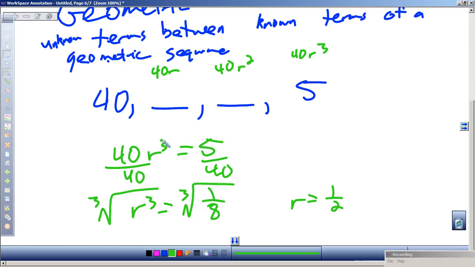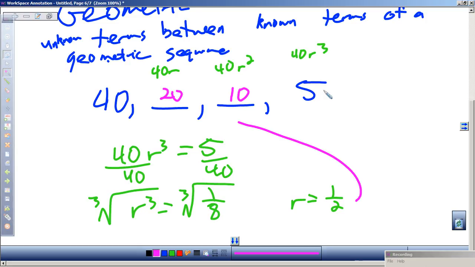Therefore, what would this term right here have to be? Okay, so 20. And what would this one have to be? And then this one would be 5. Okay, everybody follow that? So basically what we recognize is that to get from one term to the next, we have to multiply by r in each case.